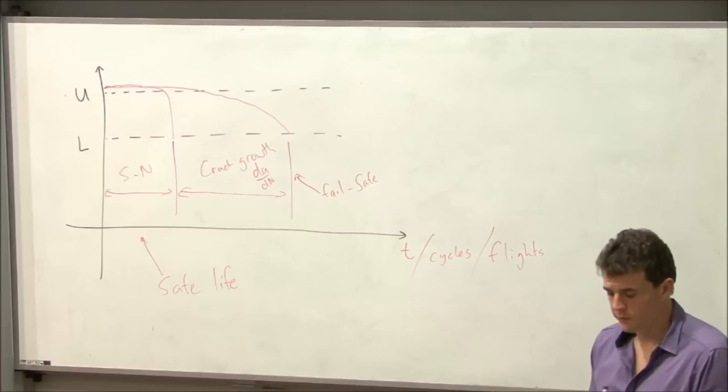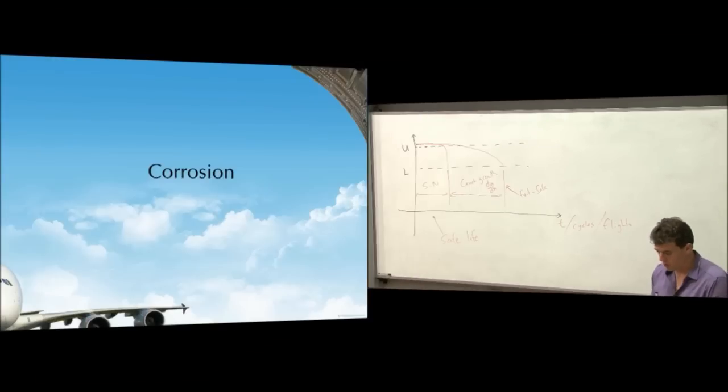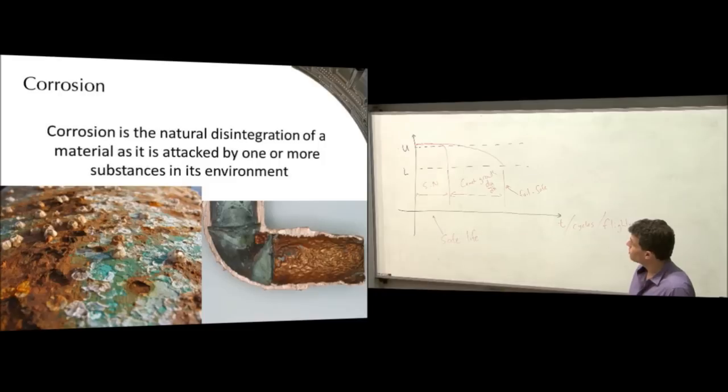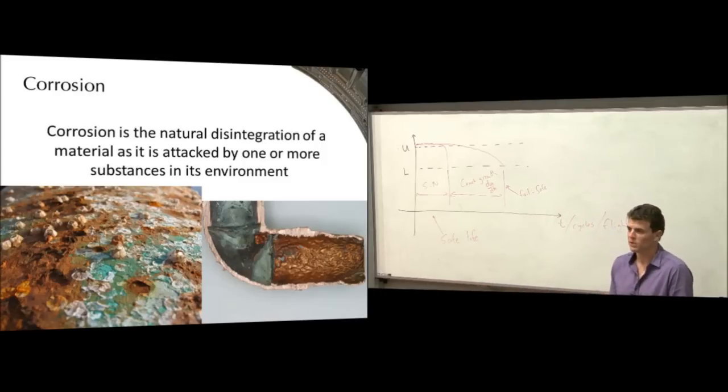Okay, so that's fatigue wrapped up. We'll talk now briefly about corrosion before I give you another break. Now, corrosion is the second primary issue that we have with our structures, and as a definition, corrosion is the natural disintegration of material as it's attacked by one or more substances in its environment. Okay, so this is just a corroded pipe. You all would have experienced something that's rusted, something that's corroded. No one's got to this age without seeing that. So you all have an intuitive understanding of what corrosion is. Okay.